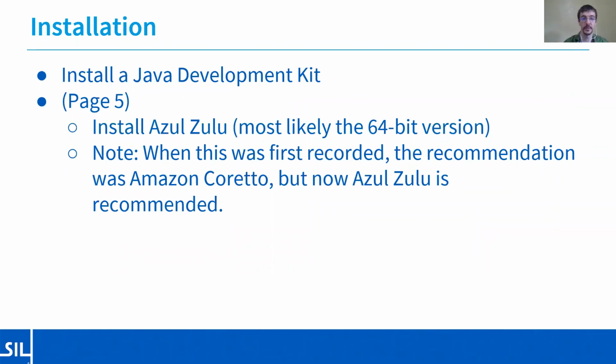So one of the first things we need to do is install the Java development kit. And that is on page 5 of the document. You're going to go install Azul Zulu. And most likely, you're going to want to download the 64-bit version unless you're on a very old machine. So you will just follow the instructions and links, download the 64-bit version and install it.